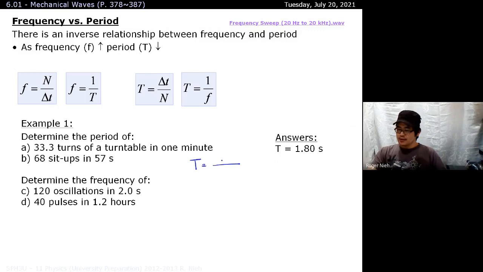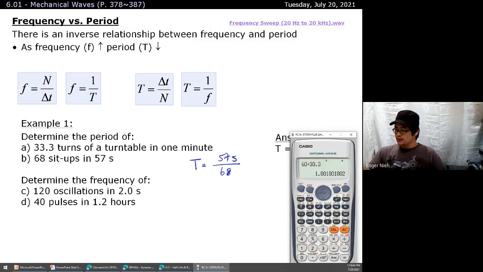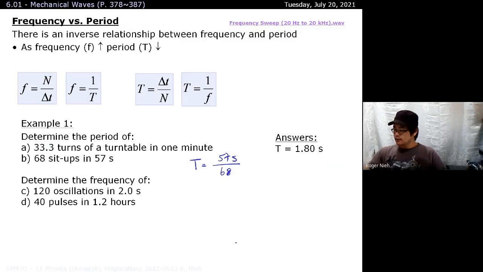Again, period is time, which is 57 seconds, divided by the number of events. So 68 sit-ups. 57 divided by 68 gives us 0.84. And that's our period.